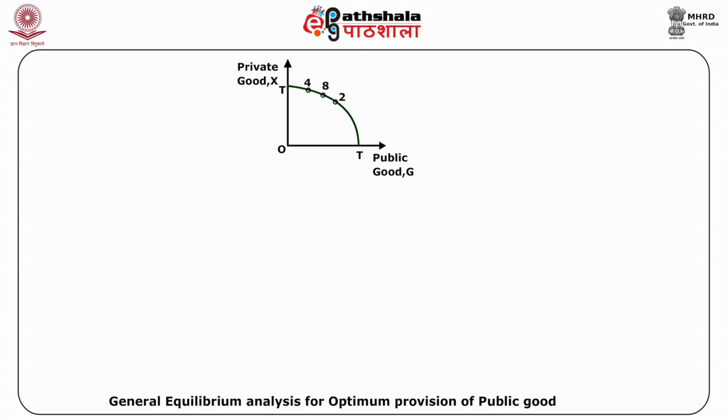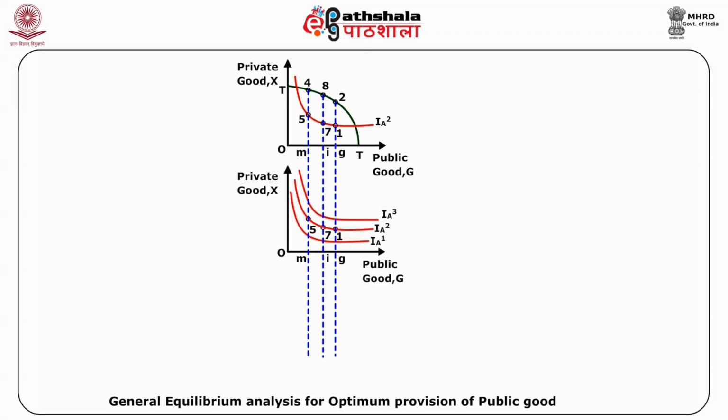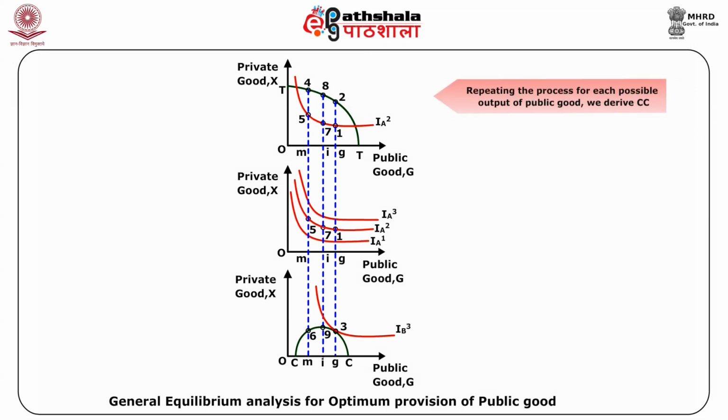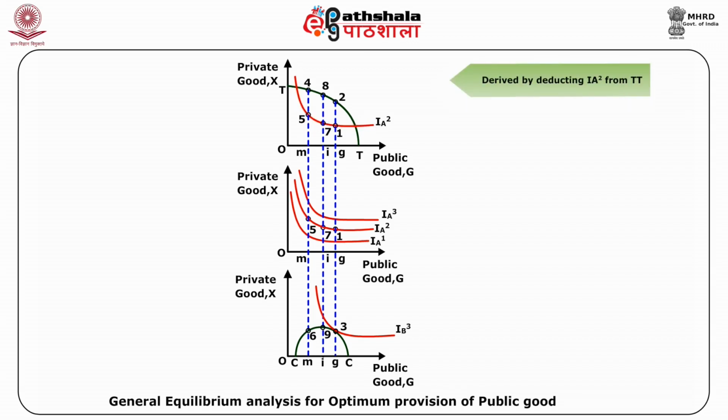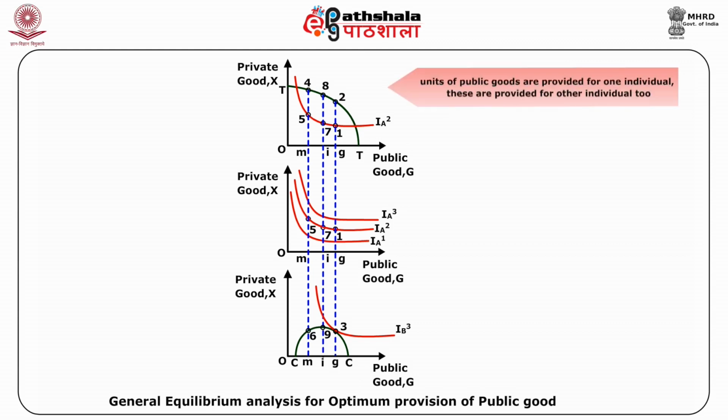If we fix the level of welfare of A at IA squared, it means that A will consume OG of G and G1 of X. Individual B will also consume OG of G and the difference between G2 and G1, that is G3 of X, if the economy operated efficiently. Repeating the process for each possible output of public good, we derive CC. The CC curve represents the consumption possibilities available to individual B, assuming A is kept on IA squared. It is derived by deducting IA squared from TT, bearing in mind that when units of public goods are provided for one individual, these are provided for other individuals too.